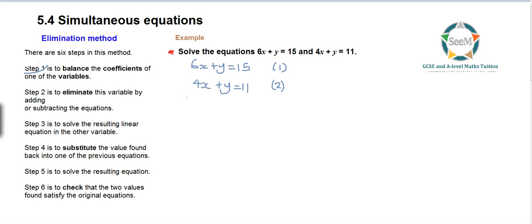Okay, so step 2 says to eliminate this variable by adding or subtracting the equations. So in this case, because we have a plus here and a plus here, to get rid of the y, we just need to subtract equation 2 from 1. So equation 1 take away equation 2. So we put the minus sign here.